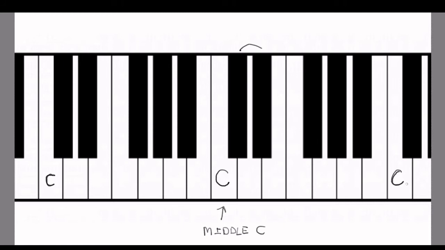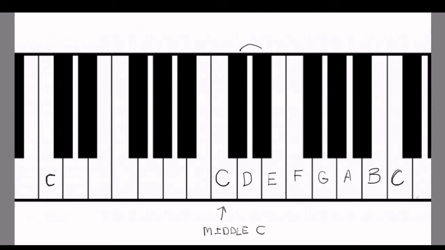Now we're going to talk about the rest of the white notes that are in between here. So the white note that is directly above C, we call that D. The white note that's above D, we call E. The white note that's above E, we call F. The white note that's above F, we call G. The white note that's above G, we call A. And then the last white note before C, we call B. So we have C, D, E, F, G, A, B, C.